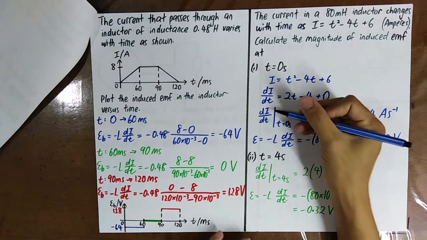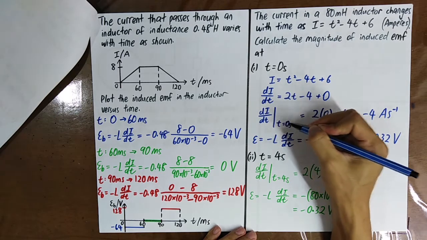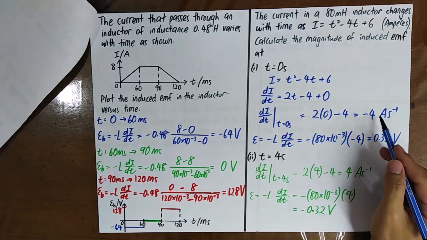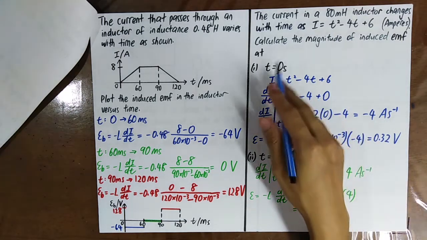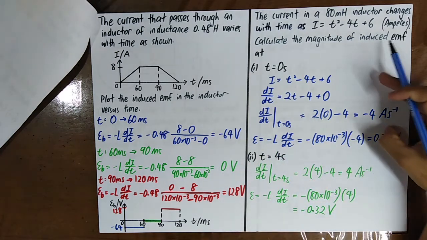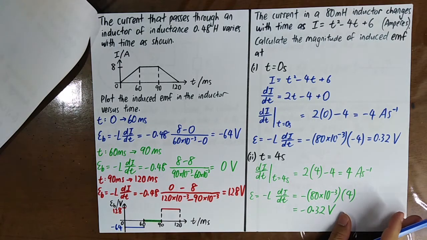And then you get the value of di/dt when the time equals 0 seconds. Okay, so you can know that di/dt equals negative 4 amperes per second at time equal to 0. So you can get the back EMF. And then by using the same reasoning, you can get the back EMF at t equal to 4 seconds.